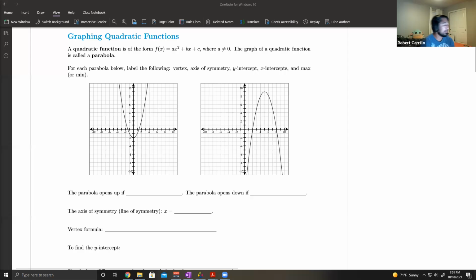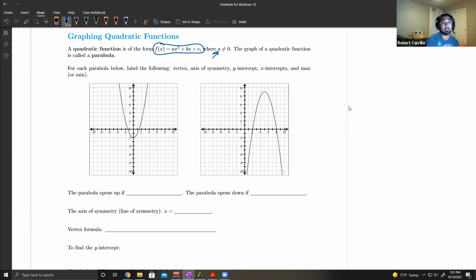Now we're recording. Okay. So we'll be graphing quadratic functions, and the graph of a quadratic function is called a parabola, as you see there on the paper. Our quadratic functions are of the form f(x) = ax² + bx + c, where the leading coefficient a cannot be equal to 0. Let's go ahead and see the characteristics of the graph of a quadratic function, or the characteristics of a parabola.